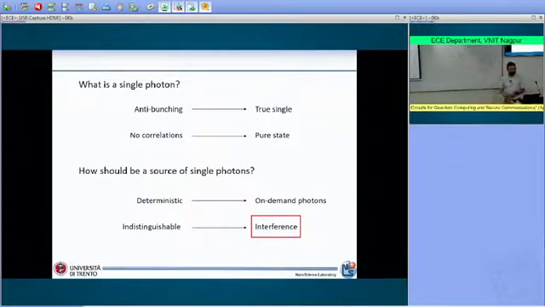In order to measure the degree of pure state that I have, the parameter that I'm using is called the purity. Okay? So the purity is a measure of how good my single photon state is with respect to the ideal pure single photon state. Okay? I will come back to the concept of the purity.